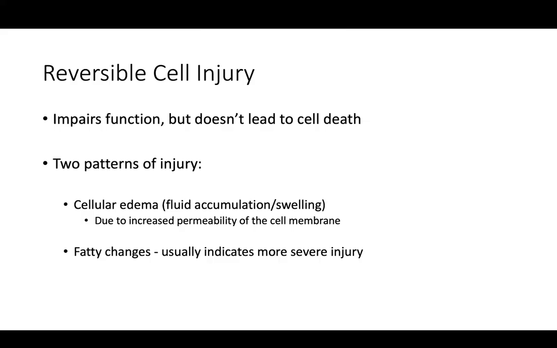You can also have fatty changes, increased fat deposition. This usually indicates a more severe injury. If there's fluid, it's not as severe an injury. If there's fatty changes, it is a severe injury. And this is on a cellular level, by the way.